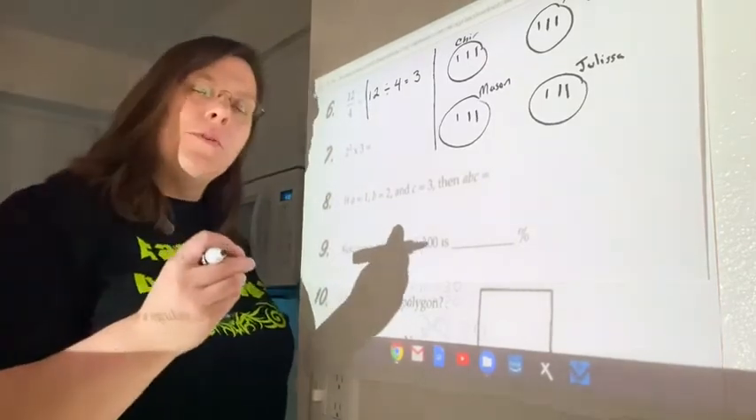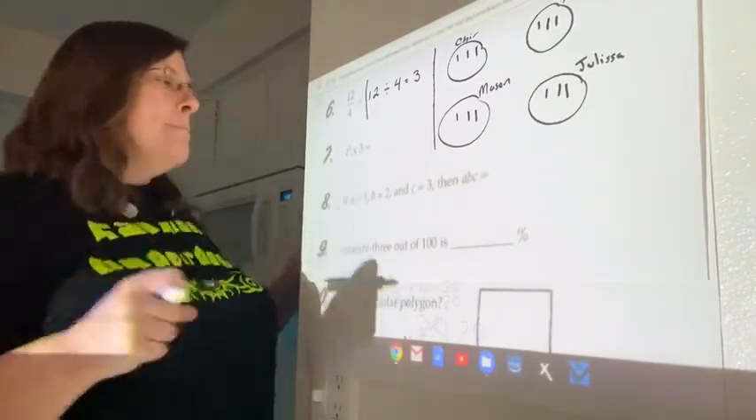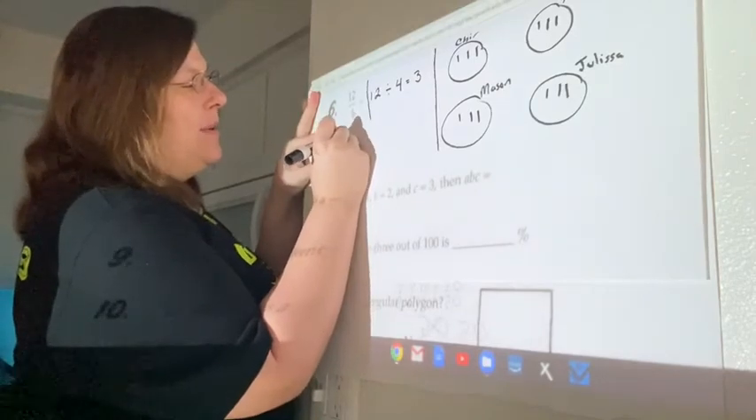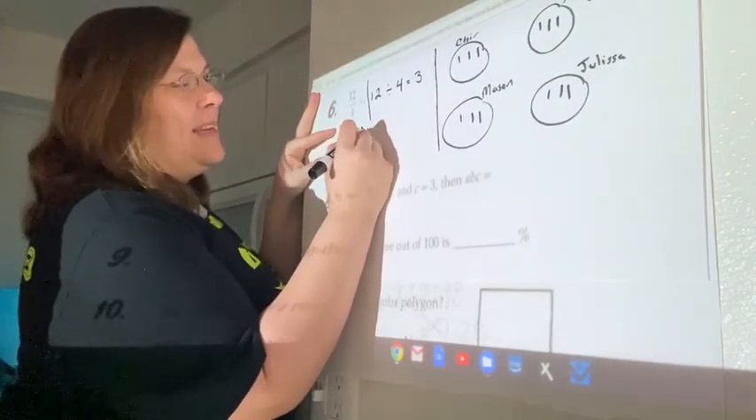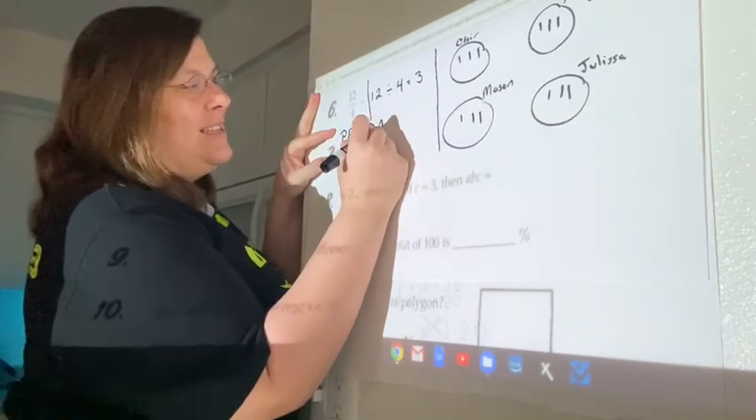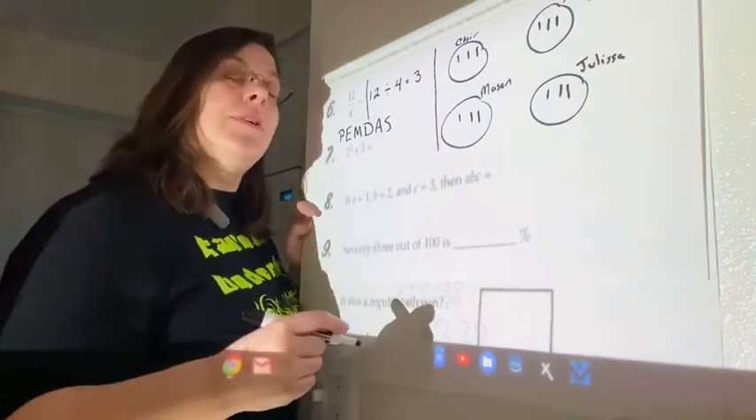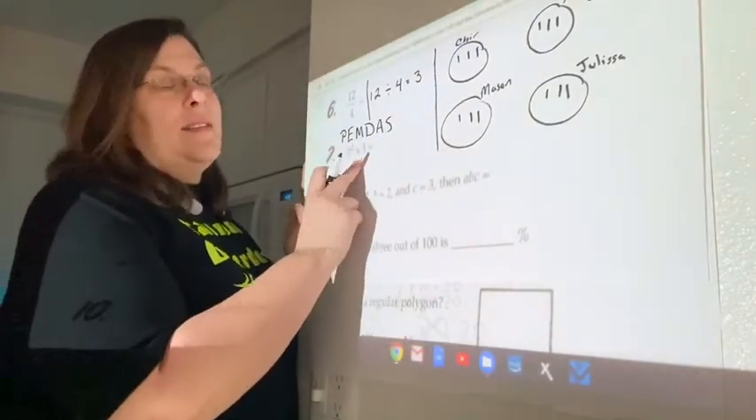I wish they'd give you a little bit bigger PEMDAS problems, but this is PEMDAS. PEMDAS is order of operations: parentheses, exponents, multiplication, division, addition, subtraction. We have to do them in that order. If we don't do them in that order, guess what? The problem gets messed up. So the first one, do I have any parentheses?